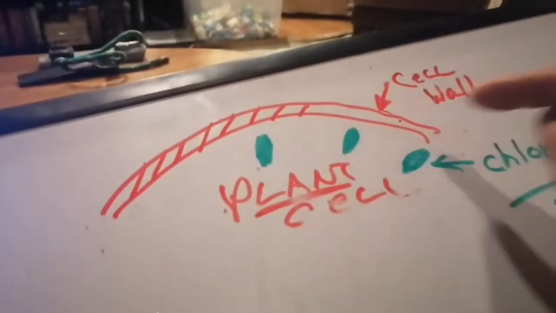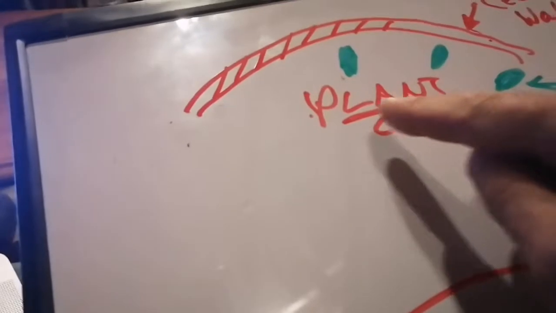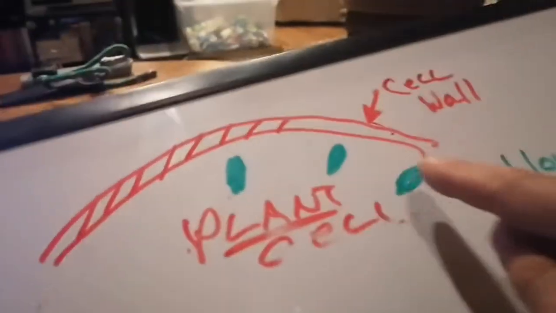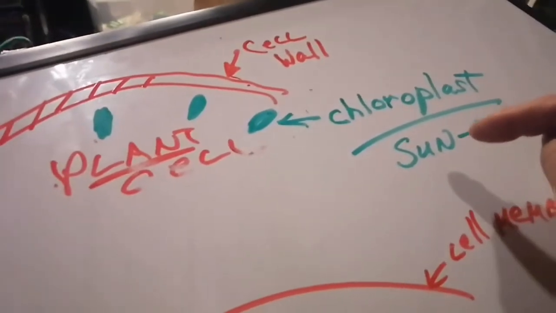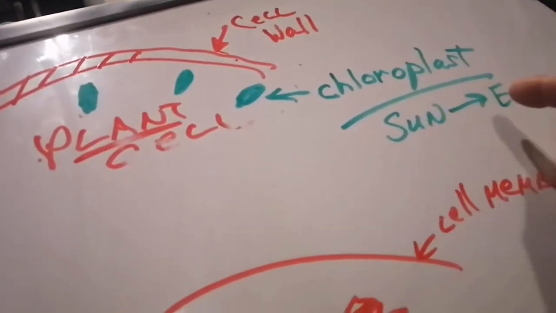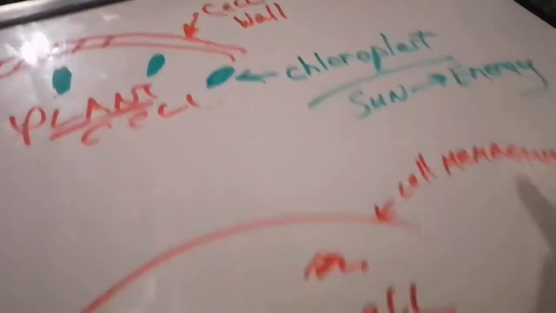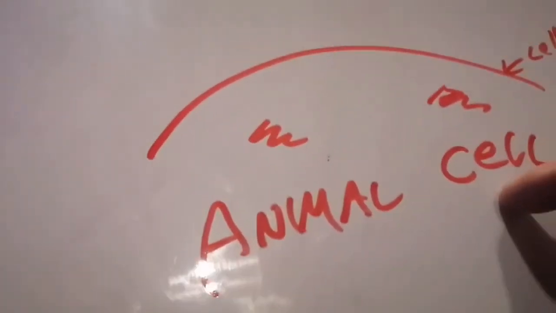Okay, so what is this thing right here? What is that? Cell membrane, cell wall. Cell wall. And what is it? Plant cell. Okay, and what are these green things? What do they do? Chloroplast. And what do they do? Sun energy. From the sun, they make what? Energy. Right. And here's an animal cell.